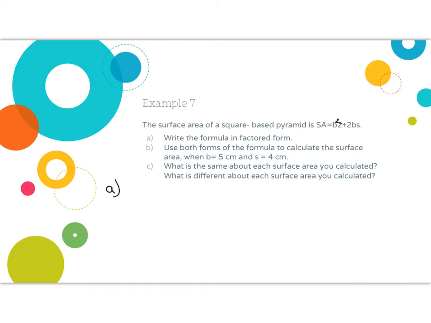So the common factor in the surface area, b squared plus 2bs, is b. I can divide both terms by b. So b plus 2s will be my factored form.